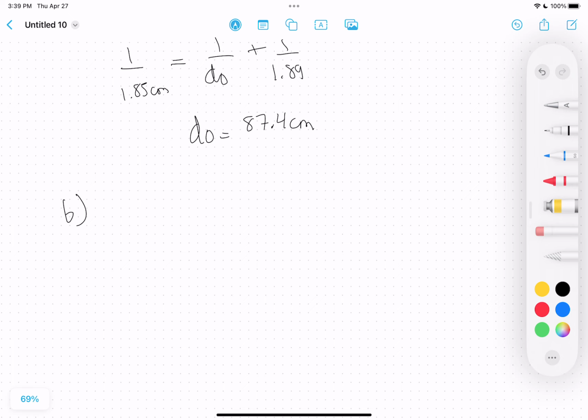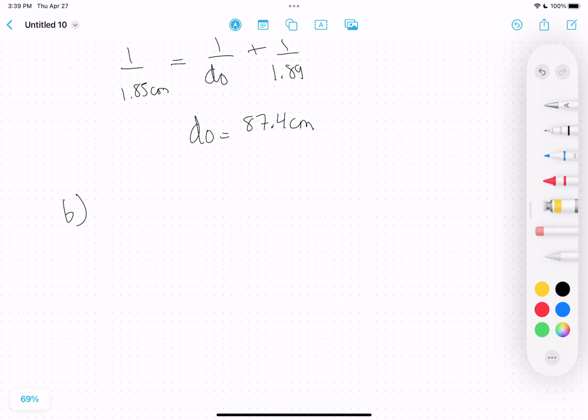Part B is calculate where the image of an object located 25 centimeters in front of the eye would form, right? So now we have an object that's located at a distance of 25 centimeters away with the same focal length from before, and now we're just trying to figure out where the image would be located, essentially.